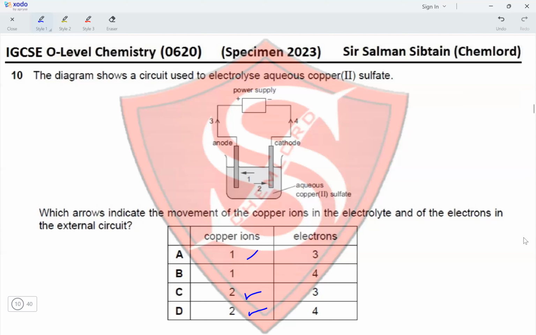This eliminates options A and B. Now, the flow of electrons. Since the anode is where oxidation takes place and oxidation is removal of electrons, electrons will flow away from the anode. So the arrow that is flowing away from the anode is 3 and not 4, making option C the correct option for this question.